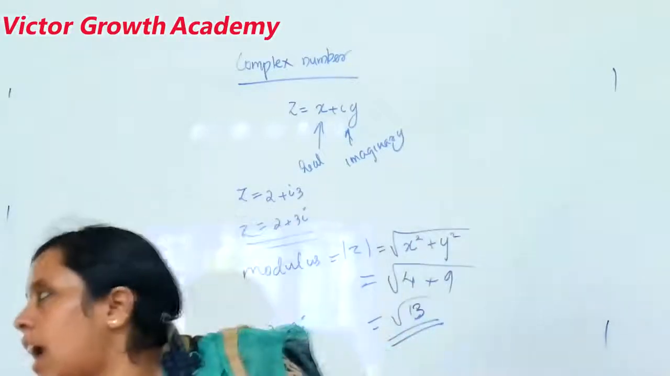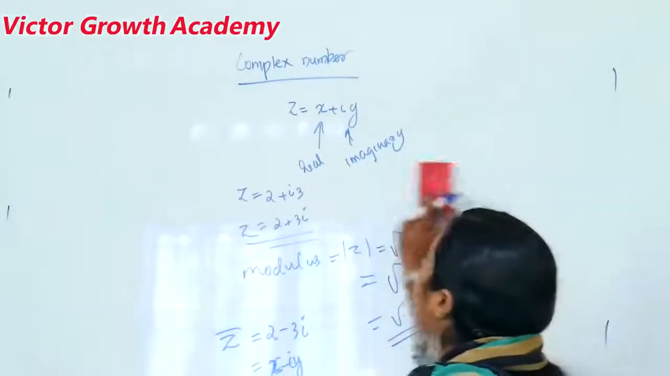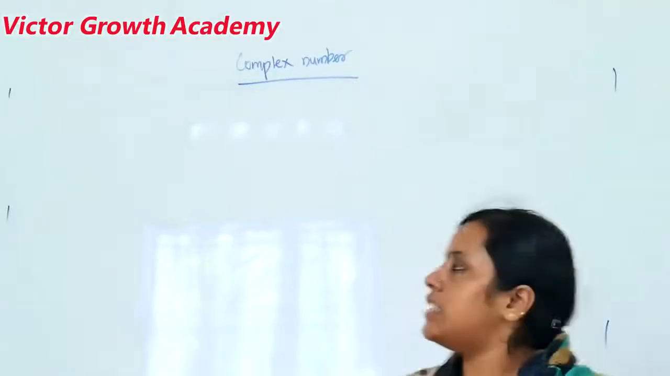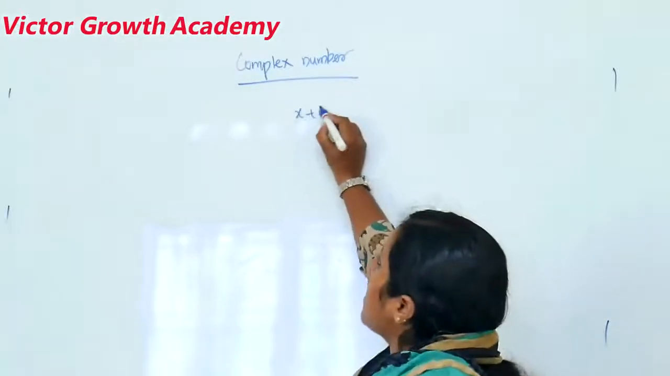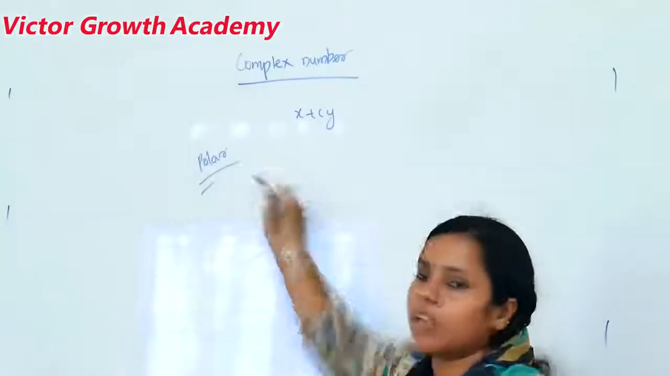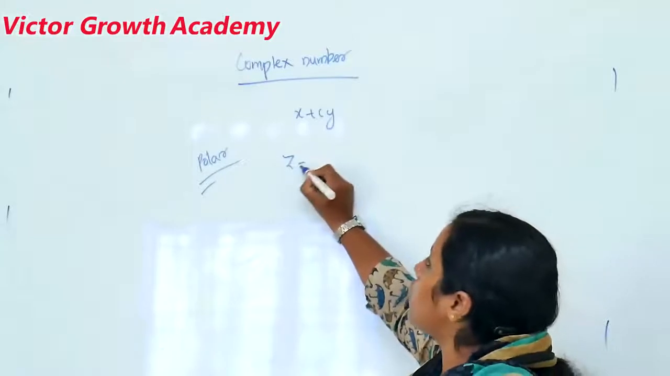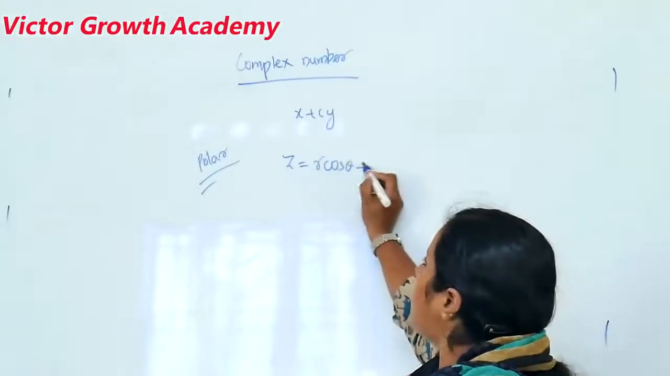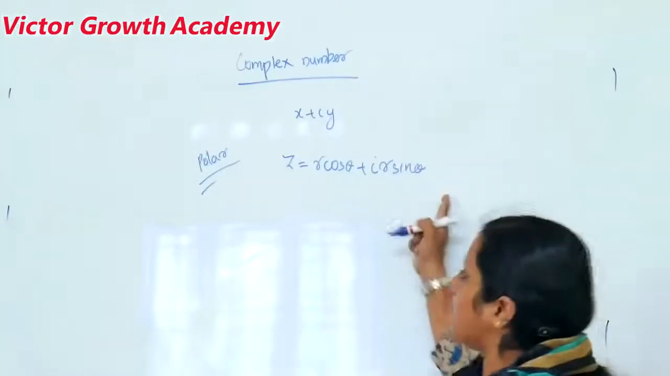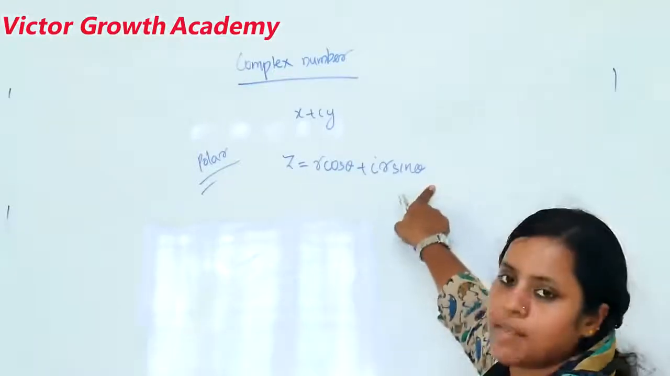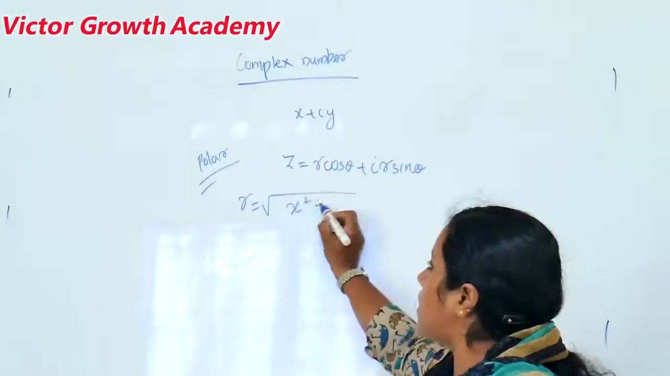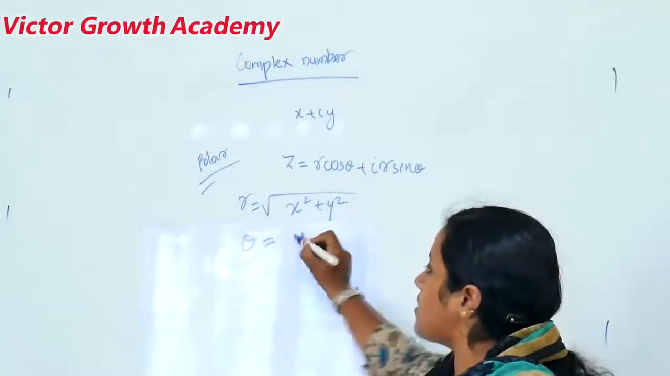Then another thing, argument. What is the argument of a complex number? That I will mention after teaching polar form. The general form of a complex number is x + iy. Then it will have a polar form. Polar form is the other way of writing a complex number. It is written as z = r cos theta + i r sin theta. This is known as the polar form of a complex number. Here r is nothing but the modulus, r = root of x square plus y square, and theta is known as the argument.